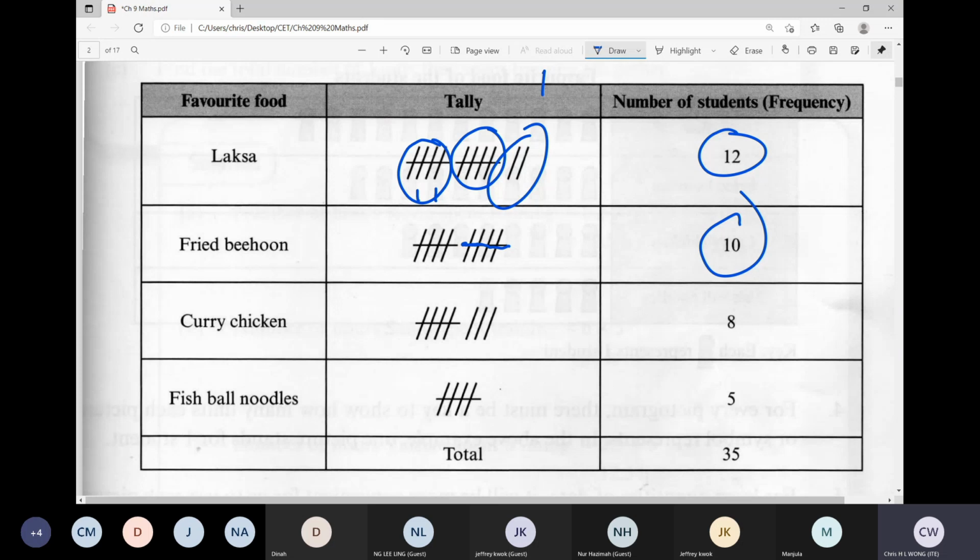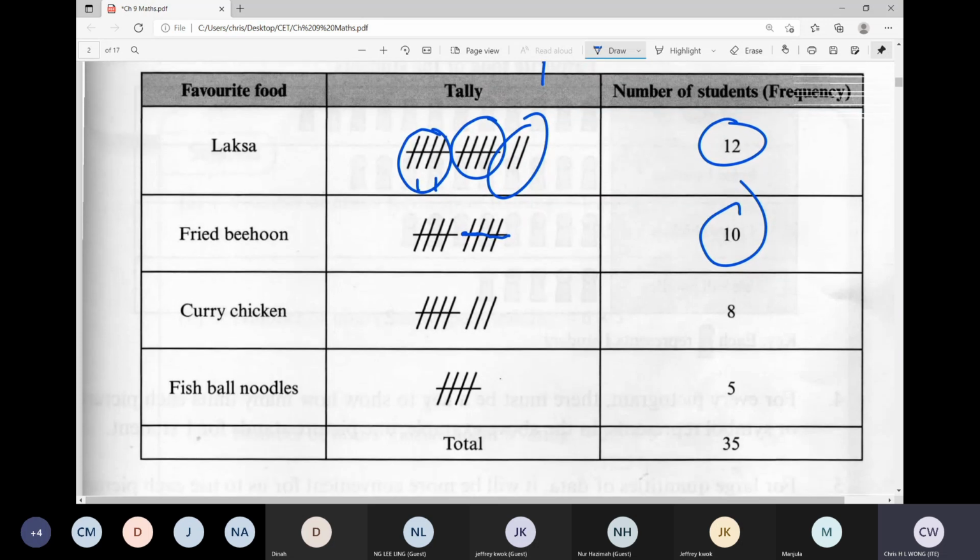In the end, you add up. In total, I have how many people you interviewed, students that like this kind of food. Total is 35, you add up together. So this is how they tally, using the tallying method, using lines to count.